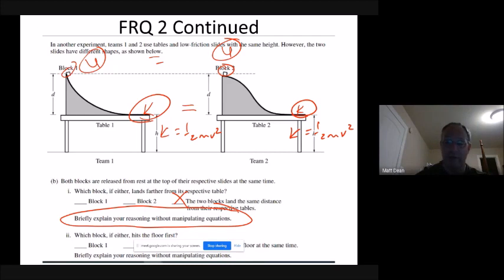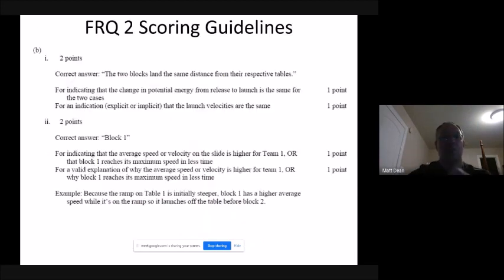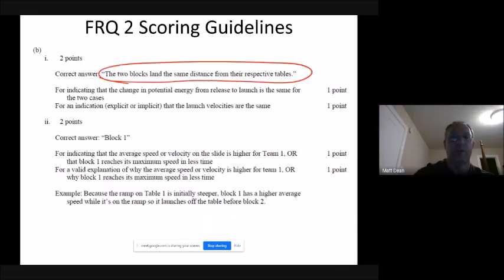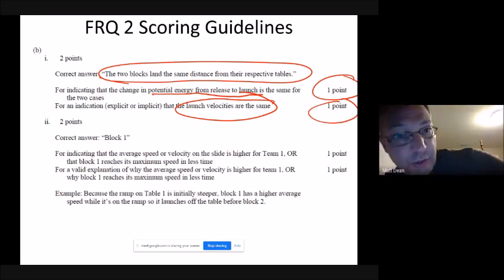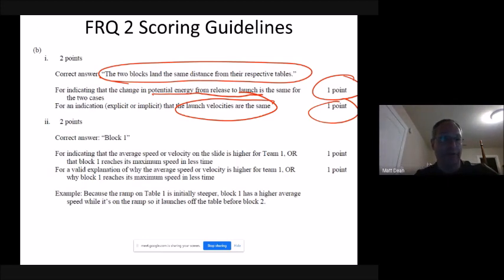So let's look at the rubric on that. So again, you're going to say they land the same distance. And what you've got to talk about here is indicating that the change in potential energy from release to launch is the same in both cases. They started with the same potential energy. At the bottom, they have the same kinetic energy. That means their launch velocities are the same. And since they're leaving from the same height, they're going to go the same distance. So a good 2 or 3 sentences, you ought to be able to answer part 1.